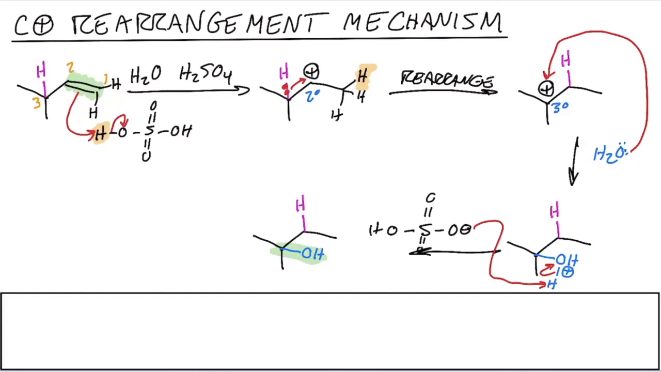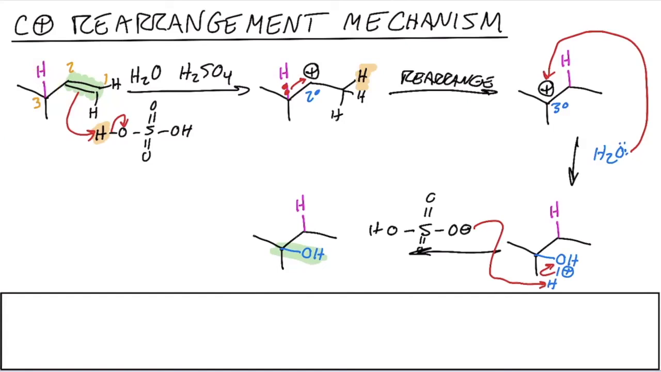If you're looking at a predict the products question, that can be a little bit tougher because you won't see what the product is that you're trying to make. You're trying to predict that. So you'll have to stop and say, okay, I see where my alkene is. Is that close by to any tertiary centers that I might want to rearrange at?